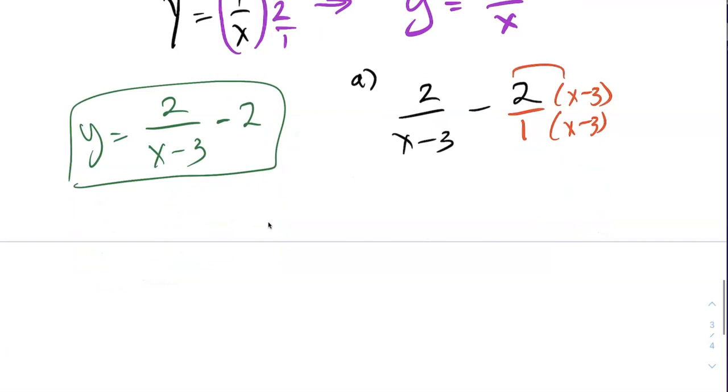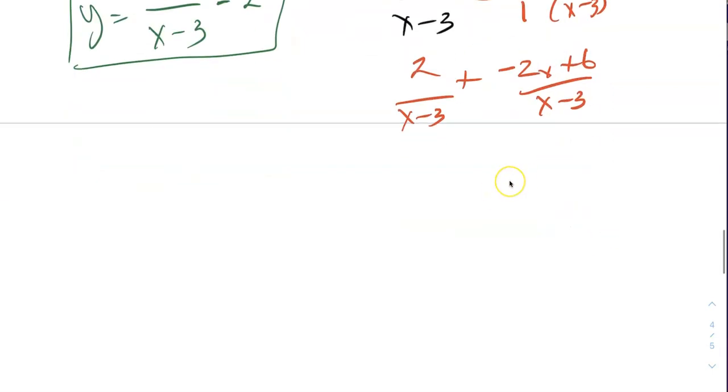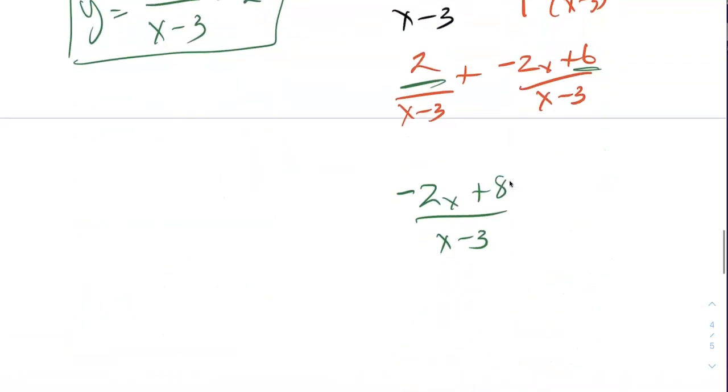So we get, distribute the negative. So 2 plus. Why is it a plus and not a negative? I'm going to distribute the negative with the 2 to make it easier. So I'm putting this together. So minus 2x plus 6 over x minus 3. When you add them up, you just add up like terms on top here because it's the same base. So I can add this guy with this guy. And I get negative 2x plus 8 over x minus 3. So that is our function g of x.